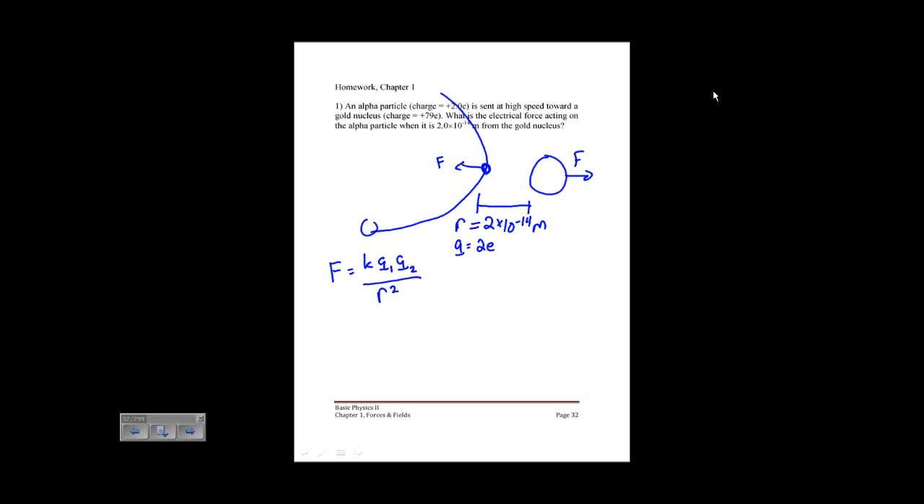Q1 is equal to 2e. Q2 is 79e. It doesn't really matter what you pick for Q1 and Q2, just as long as you get 2e and 79e. And then, of course, K is Coulomb's constant. That's 9 times 10 to the 9th, in newton meters squared per coulomb squared. So I can put in my values here. K is 9 times 10 to the 9th.